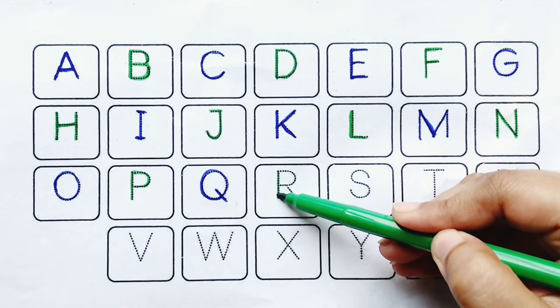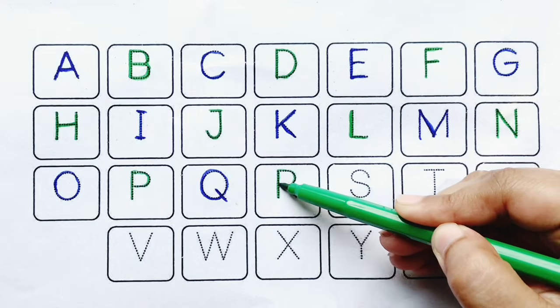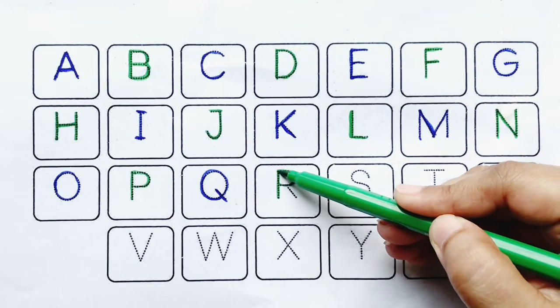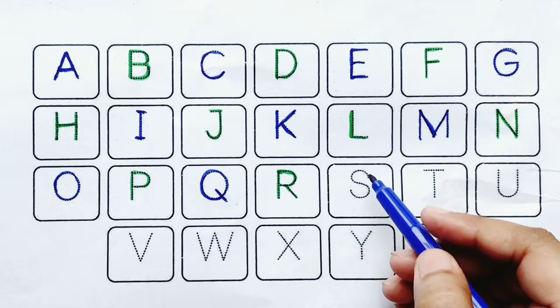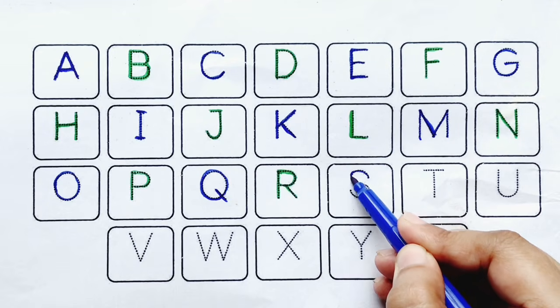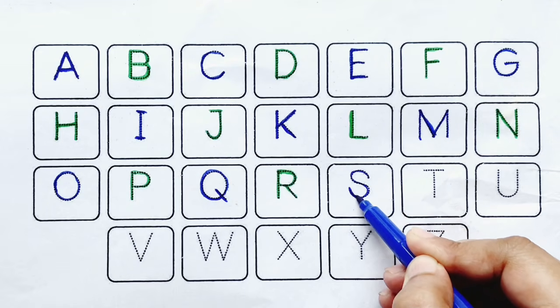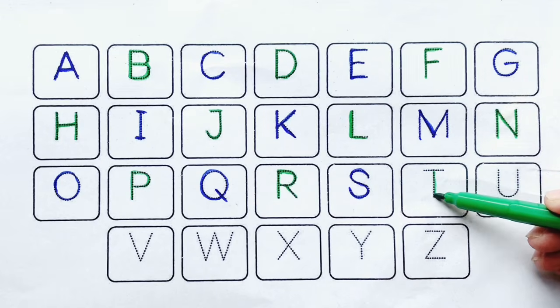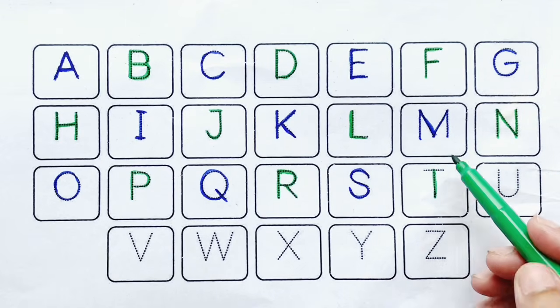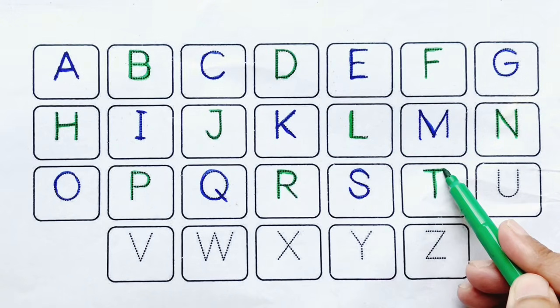R for rainbow. C, D, E, F, G, H, I, J, K, L, M, N, O, P, Q, R, S, T, S for Santa Claus. W, X, Y, and Z. Now I know my ABCs. T for train. Next time, won't you sing with me?